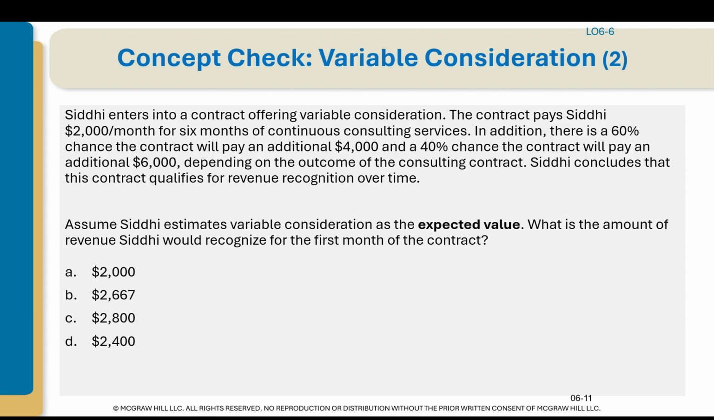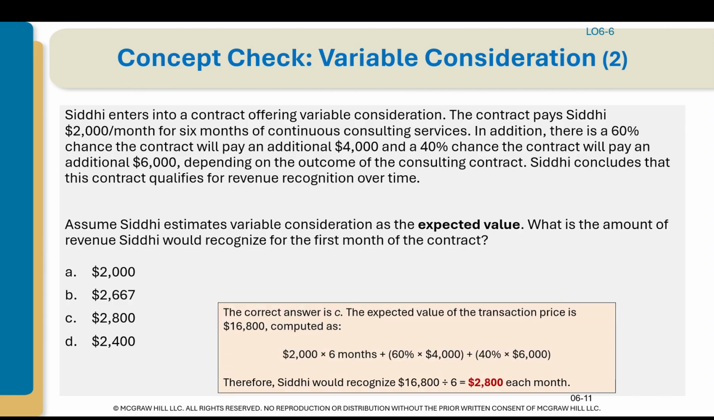Okay, what if the company estimates variable consideration as the expected value? In this case, we know we're going to have $2,000 a month fixed. We're going to add to that the expected value of this bonus, 4,000 times 60%, plus 6,000 times 40%. And that's going to give us our answer that we see here. Answer C, 2,800.